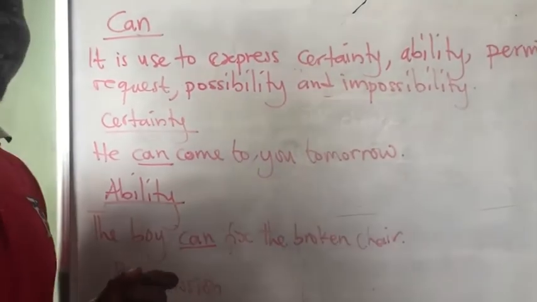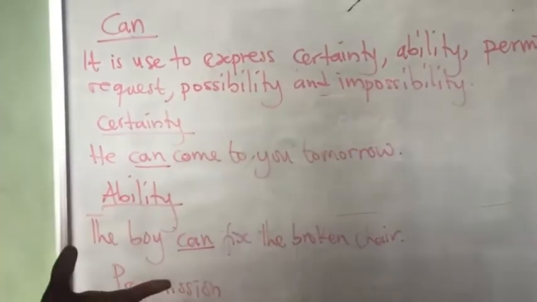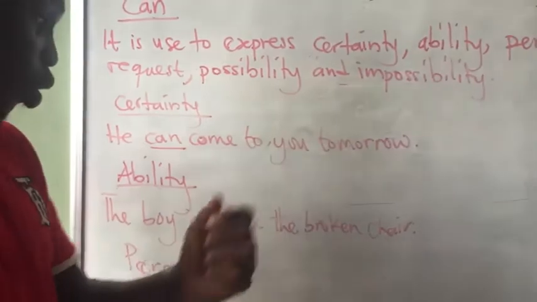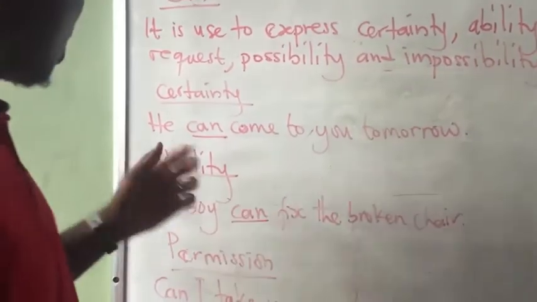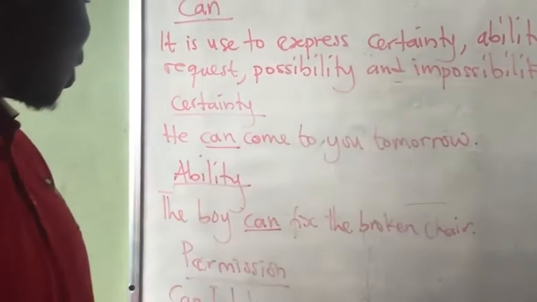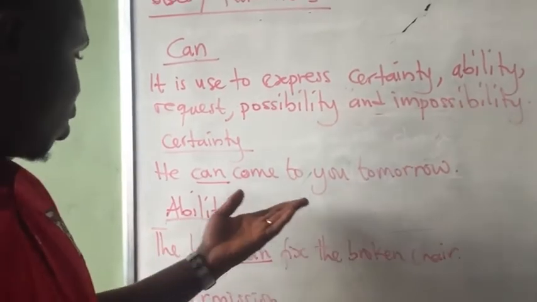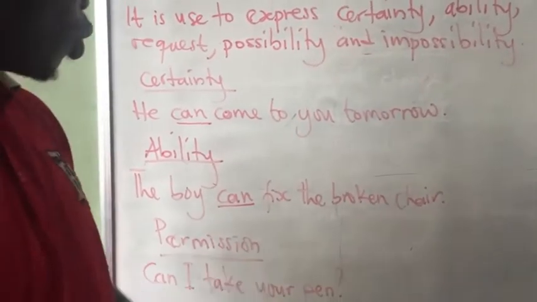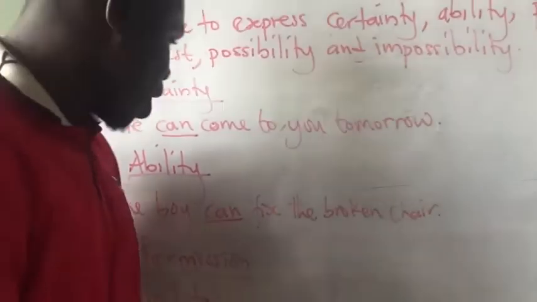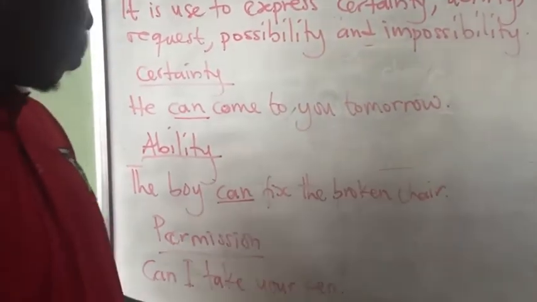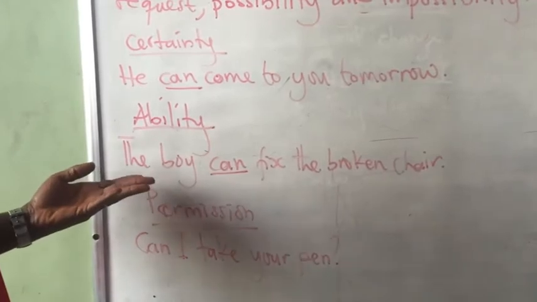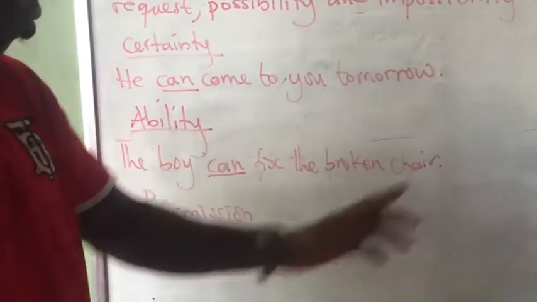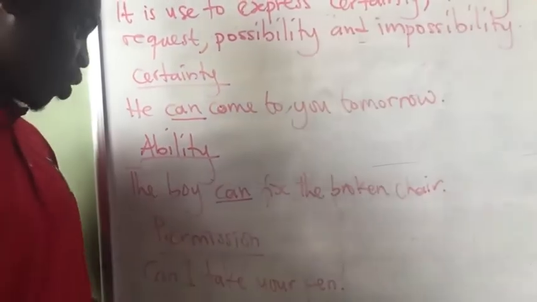Ability. Can also be used to express ability. Ability means can do. You know that. So let's see how can be used to express ability. So if you can do something, you want to express a situation where you are for sure of the ability, you go for can. The example goes like, the boy can fix the broken chair, which means that you know the boy will do that.